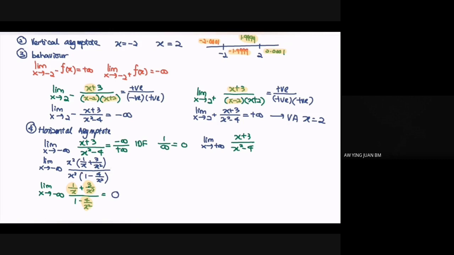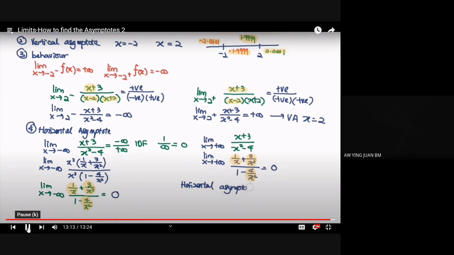Same goes to the right hand side. Limit when x approaching positive infinity. So here, repeat the situation, we will obtain 0, 0, 0, and finally we will have 0. So the horizontal asymptote is y equals to 0.